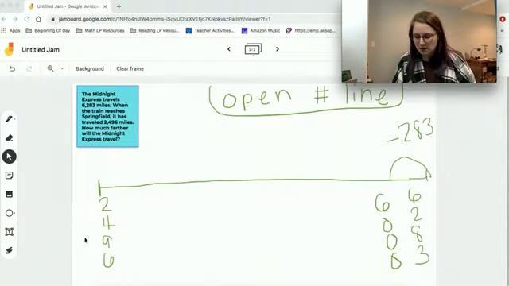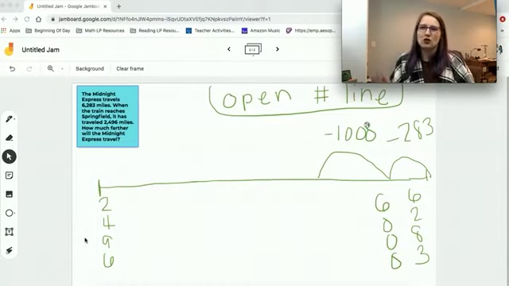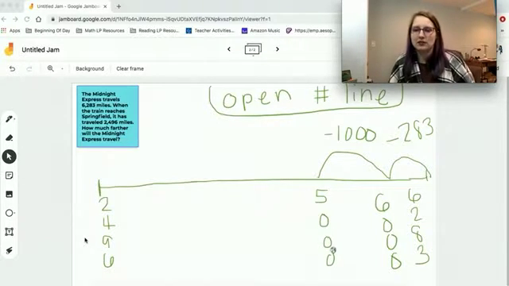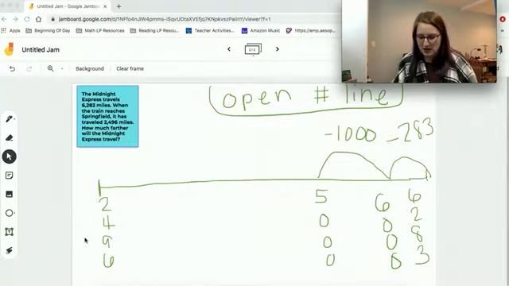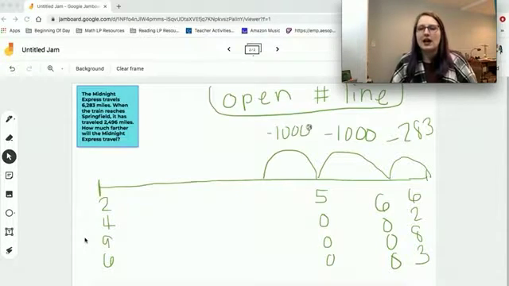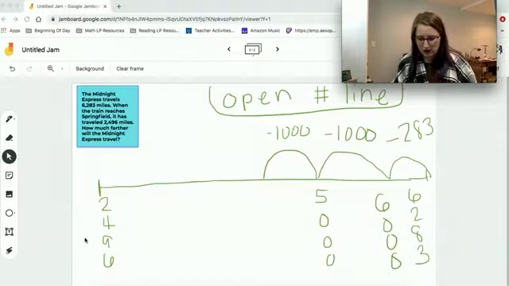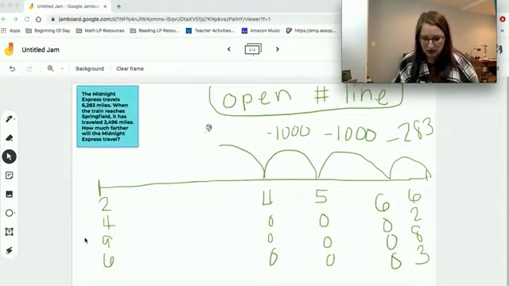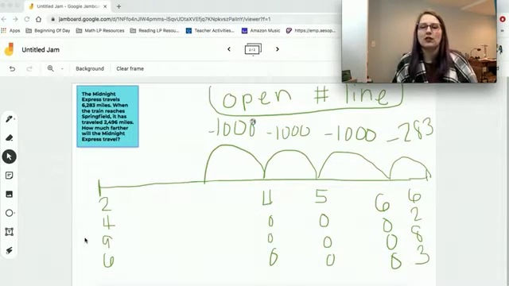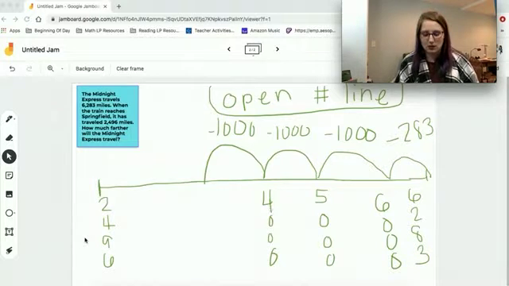So I'm going to make some 1,000 jumps. The first jump, I'm going to go back 1,000, which I know is then 5,000 from my 6,000. I'm going to make another 1,000 jump, and I know 5,000 minus 1,000 is 4,000. And then I'm going to make another jump backwards for 1,000. And I know that 4,000 minus 1,000 equals 3,000.